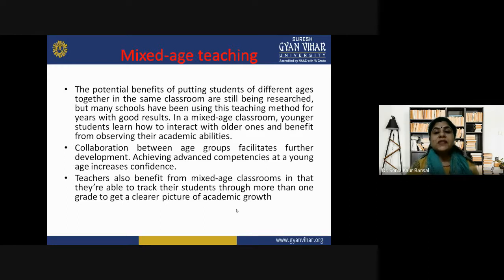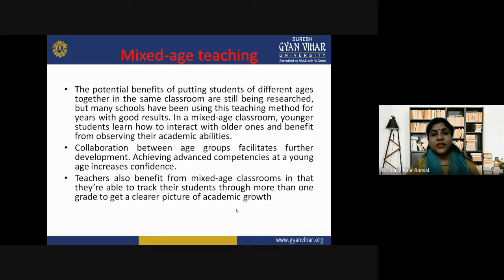Okay, so in a mixed age classroom, younger students learn how to interact with older ones, and benefit from observing their academic abilities. Definitely, if you are looking at your elder ones, you are looking at how you are going to study, how you should be focused in your studies so that you can be at their level.